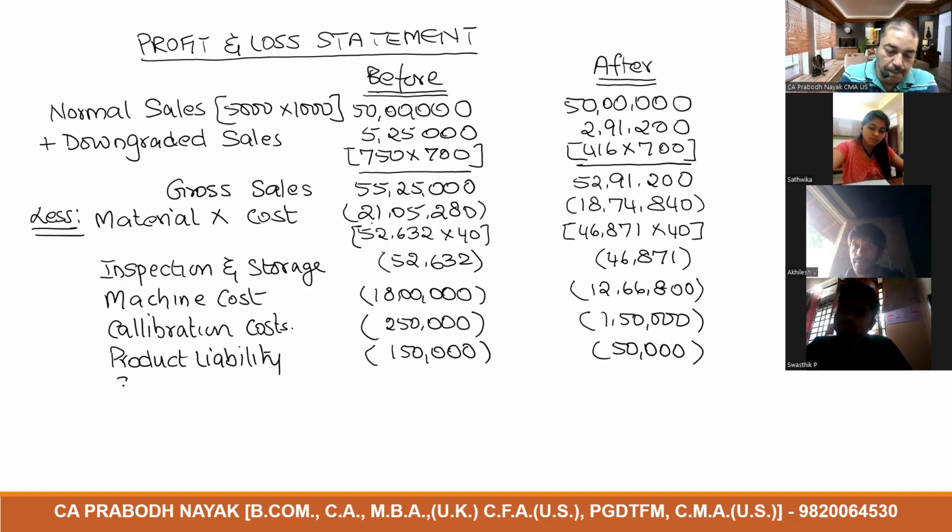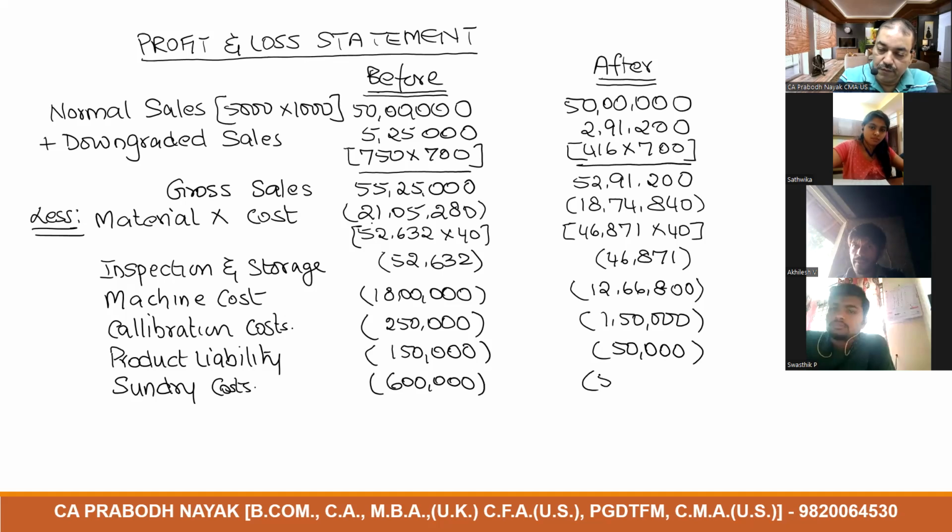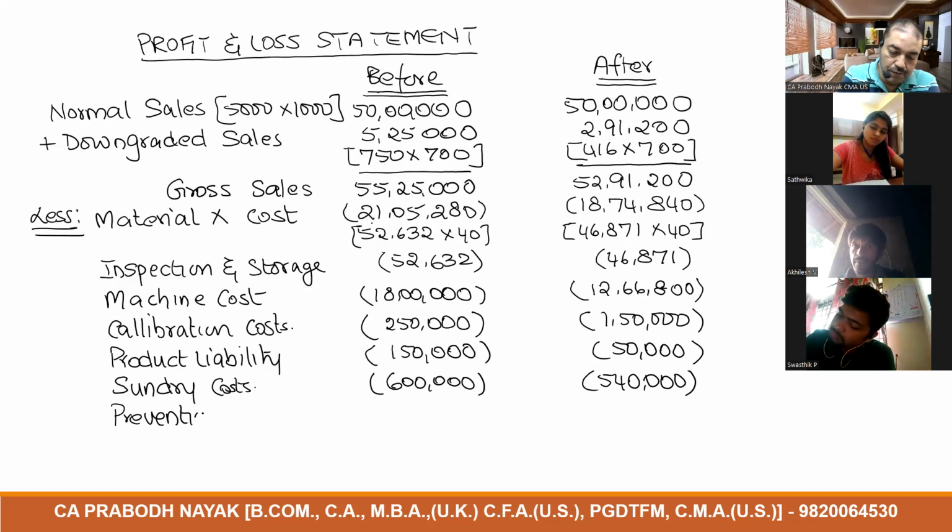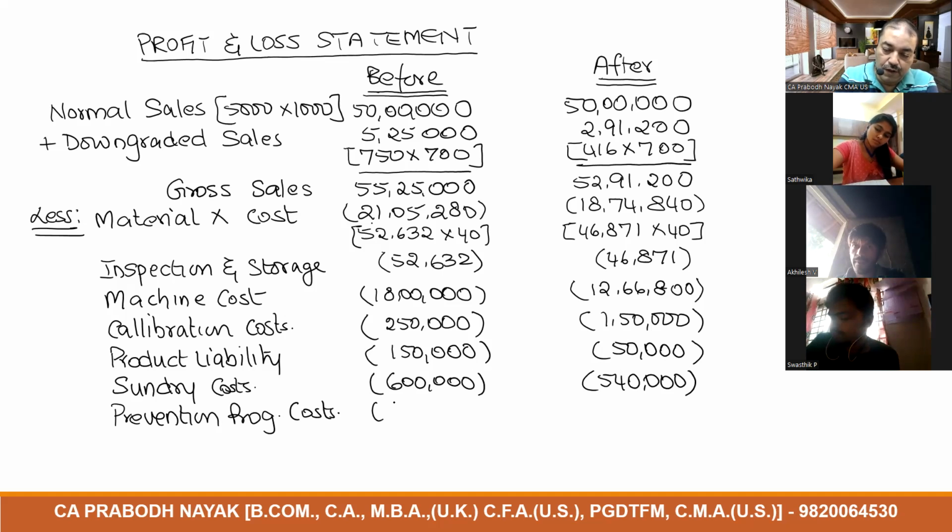Sundry cost, that is administration cost, 6 lakhs, going to reduce by 10% to 5,40,000. Prevention program costs, 2 lakhs, and this is going to increase to 6 lakhs.